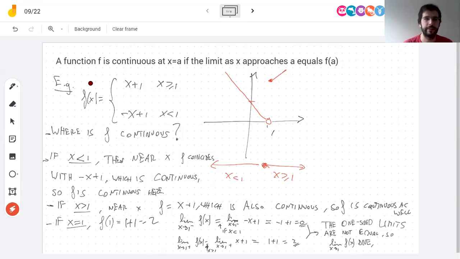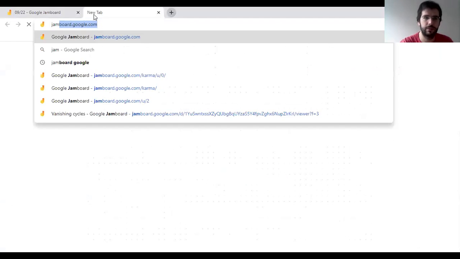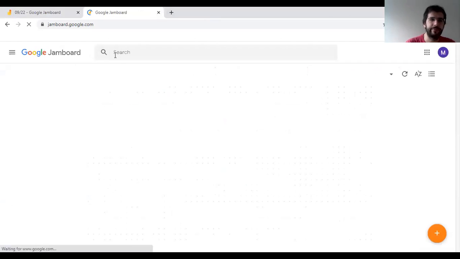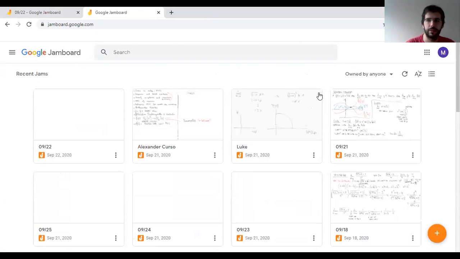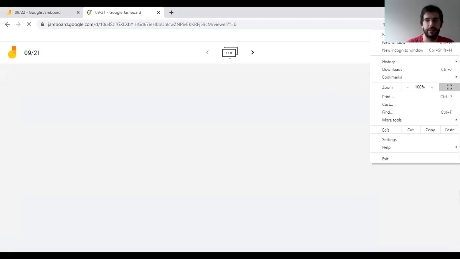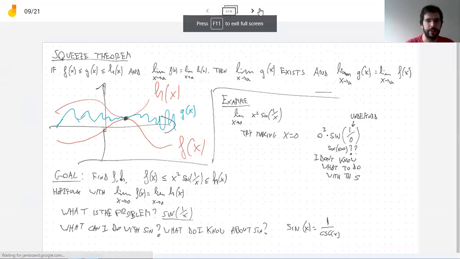The examples from yesterday. So yesterday I showed a bunch of other non-continuous functions, but they were all kind of weird, which is something that happens often.